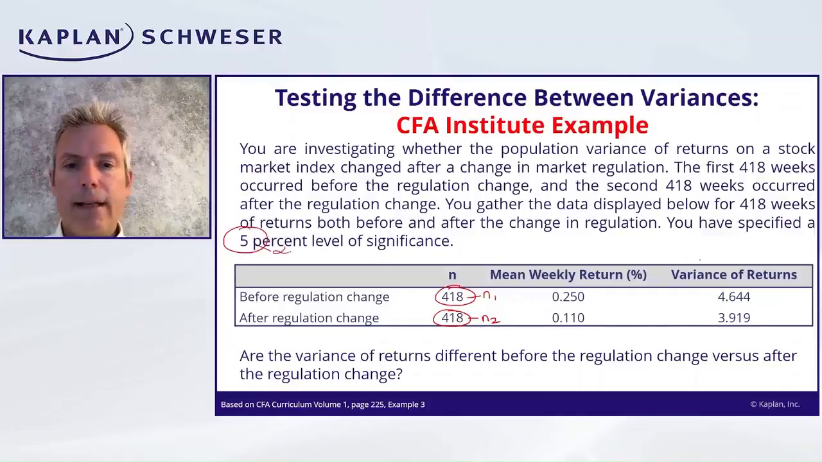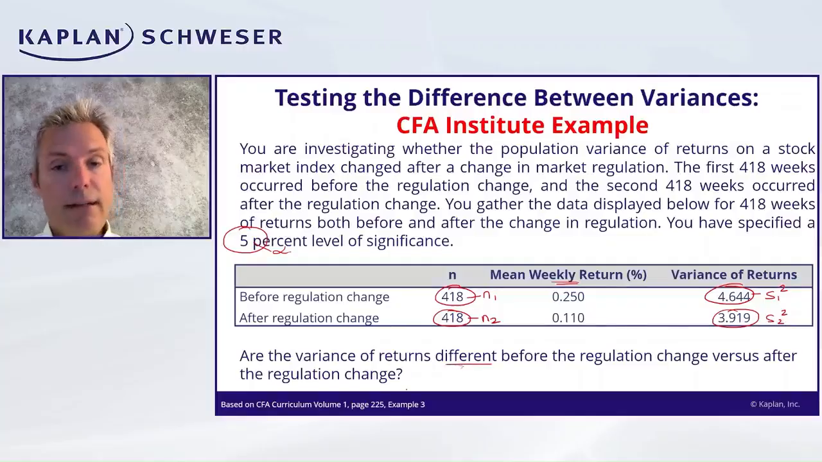Then, mean weekly return. Not massively interested in that, to be honest. We're more interested in this variance of returns. There's S1 squared and there is S2 squared. They ask, are the variances of returns different? Now, that's a bit of a strong form statement.